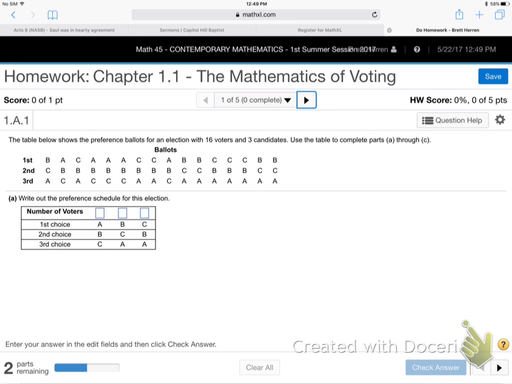So let me explain the big deal. What are we even doing? What is this class even about? It's contemporary math. I like this class. It's kind of fun stuff. It's very real. It might sound strange, but a lot of people in Math 45 at the end say they enjoyed it, actually, because it's very real. So this first chapter, for example, it's voting theory. Every chapter is something different.